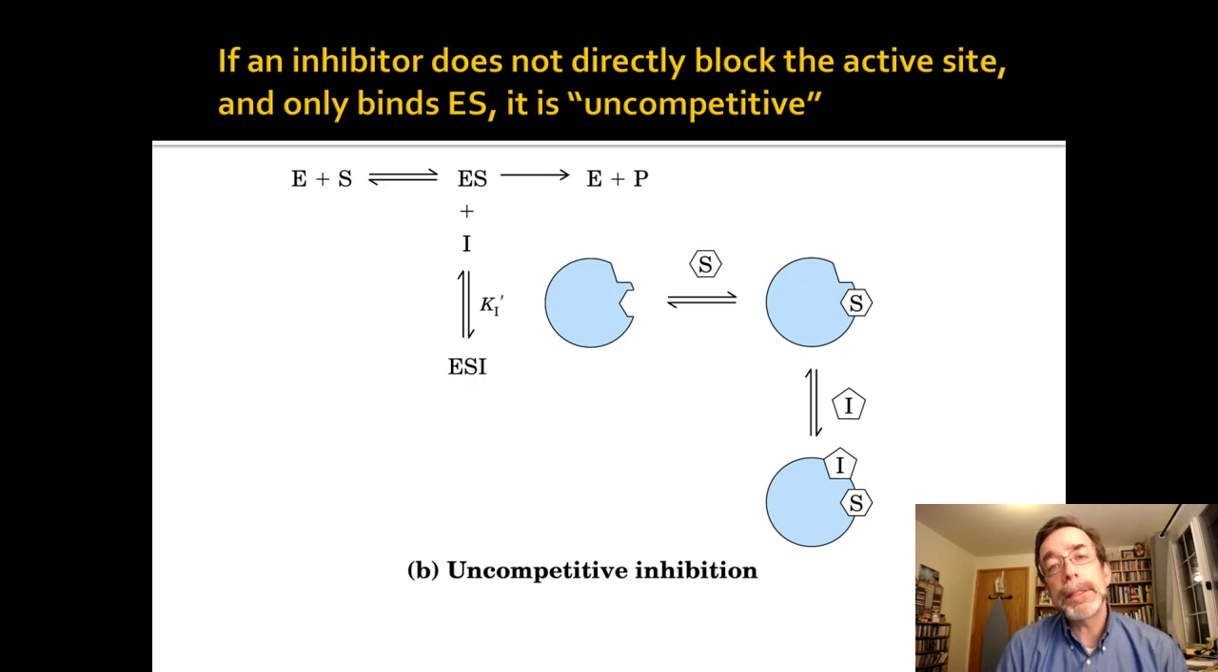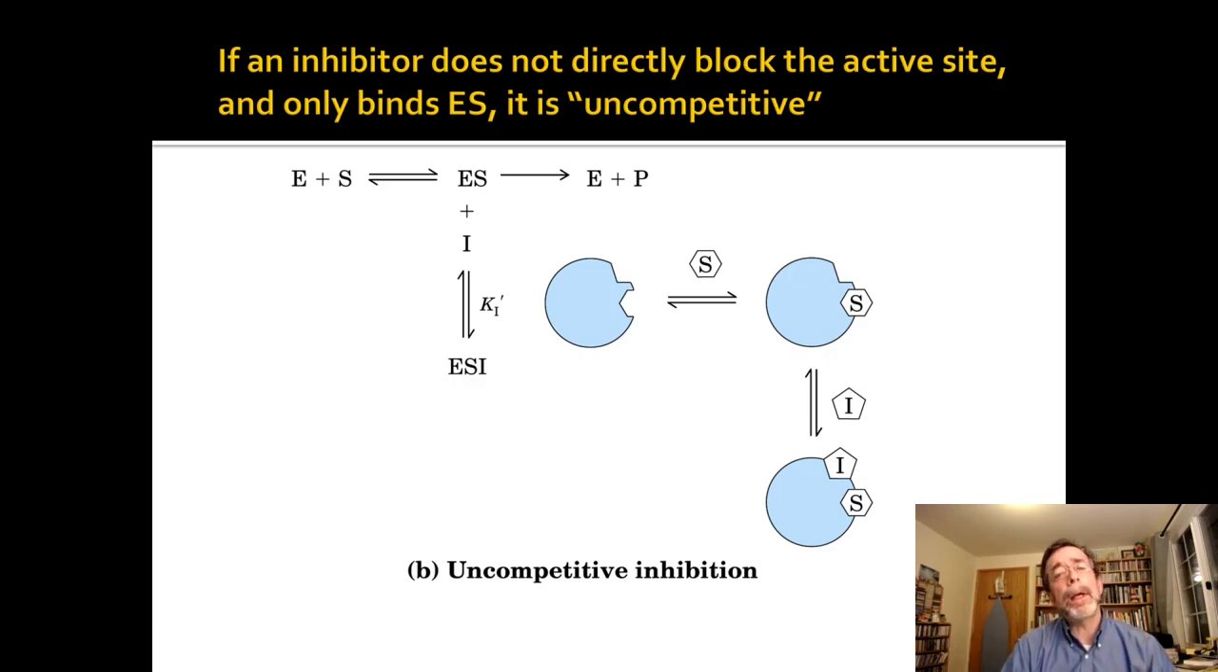You have ES plus I going to ESI. It's pulled down here, and what happens is the ESI is now an inactive complex. And the way that can work is if substrate binds and it opens up a little binding pocket that then an inhibitor can bind to, and that blocks it from going on to product. It's a little bit weird to think about, but it can happen, and it's easier to think about if you just think about, well, before we had E plus I on the left, what if we had ES plus I?